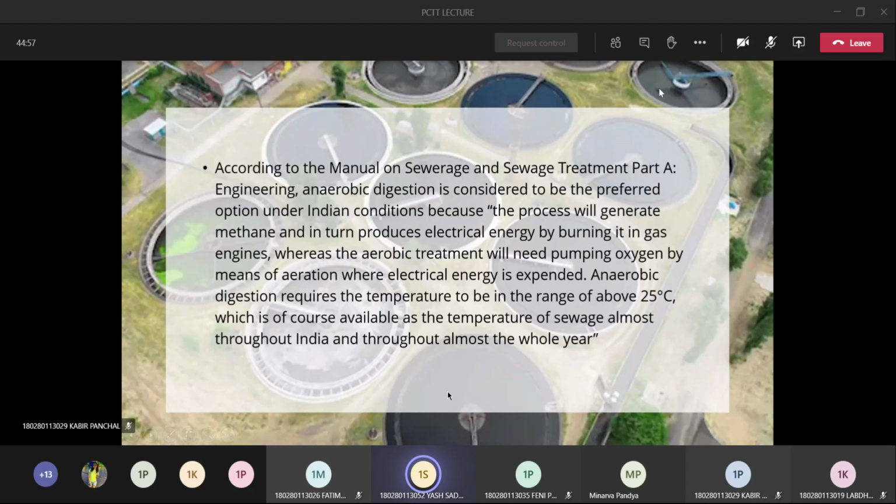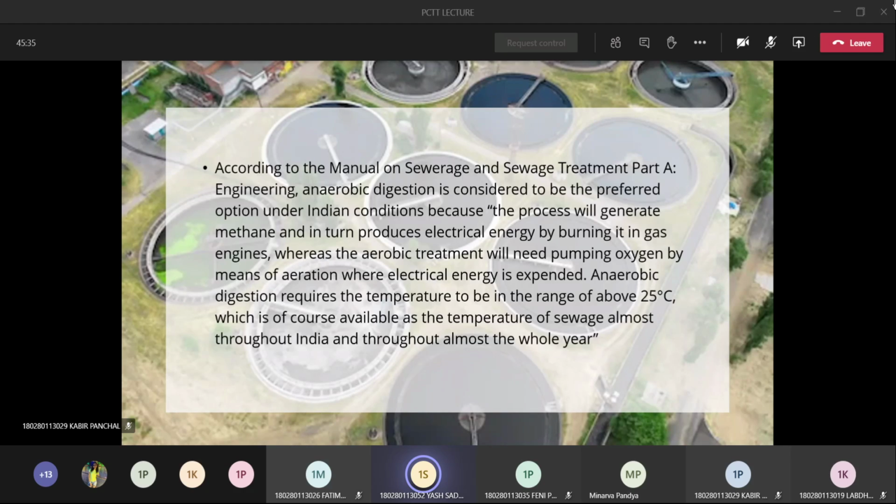Now, according to the manual on sewerage and sewage treatment part A engineering, anaerobic digestion is considered to be the preferred option under Indian condition because the process generates methane, which can be used as a fuel to produce electrical energy, while aerobic treatment needs oxygen by the means of aeration, which requires electrical energy. Also, anaerobic digestion requires the temperature in the range of above 25 degrees Celsius, which is available throughout India and throughout almost the whole year.